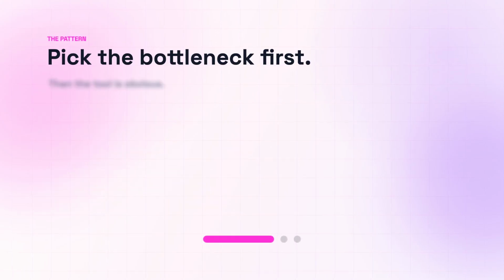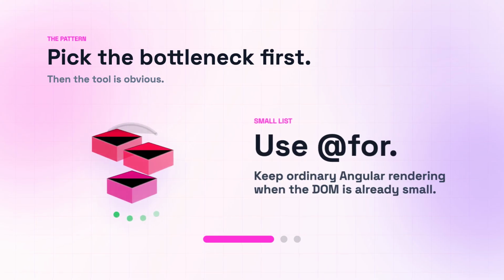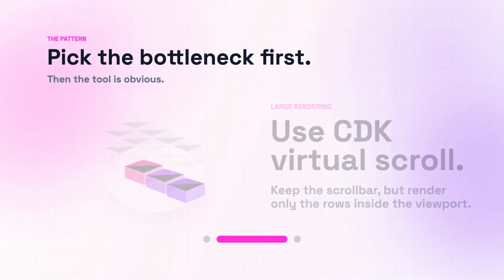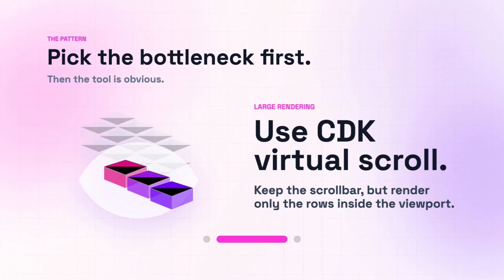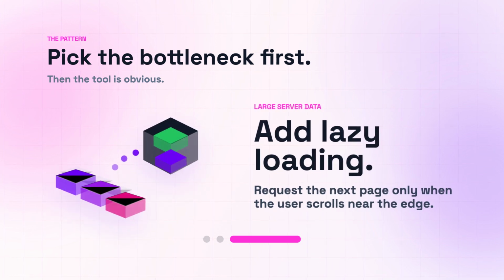Think of the choice as 3 doors. Small list, use @for. Huge rendering problem, use cdk-virtual-scroll. Huge server data, add lazy loading. Pick the bottleneck first, then pick the tool.